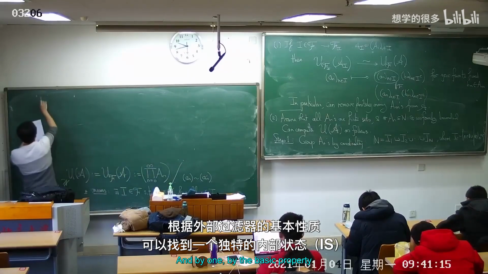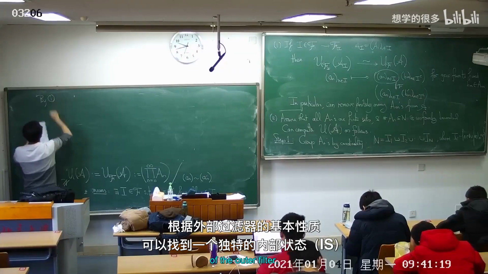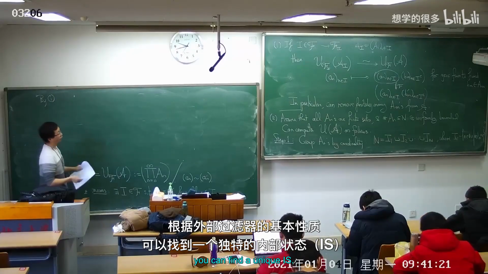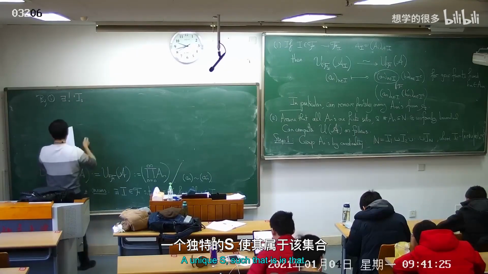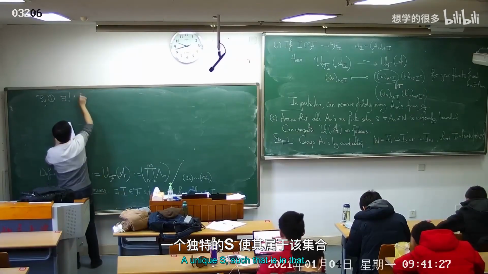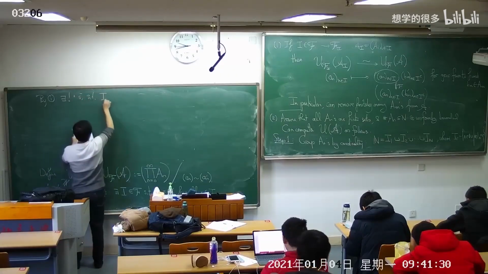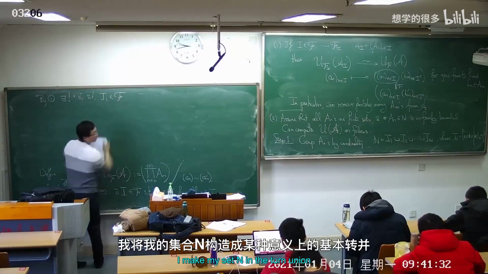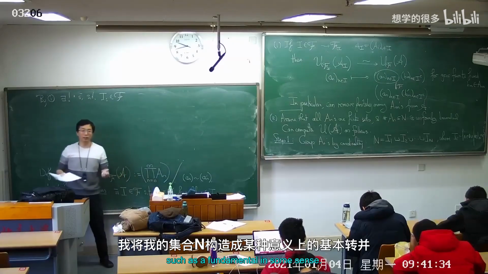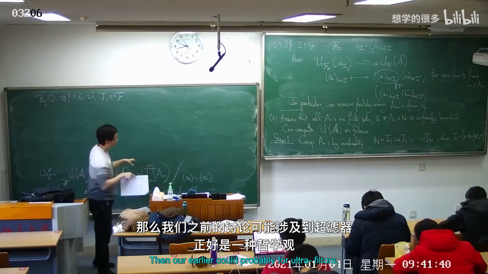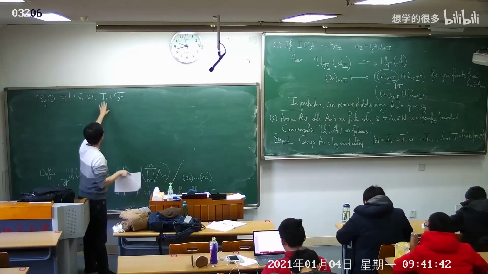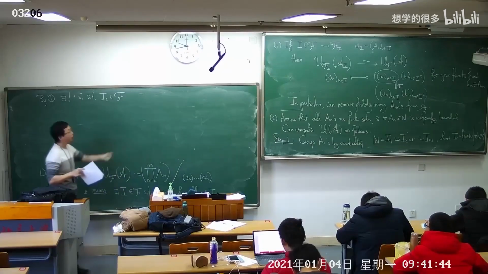And by the basic property of ultrafilter, you can find a unique IS, a unique S, such that IS is in that. I make my set N into a disjoint union of a bunch of finitely many subsets. Then our earlier property for ultrafilter is that exactly one of them belongs to I. So I have some IS.